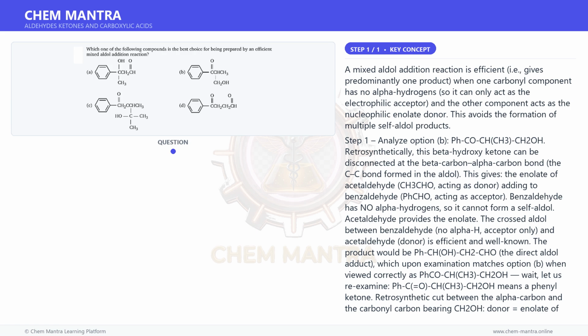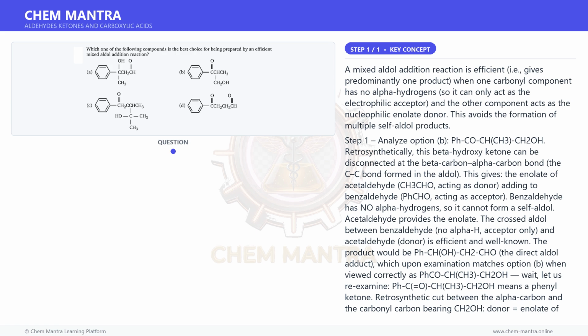This mixed aldol is efficient because formaldehyde cannot self-condense via aldol, no alpha H. The product is the beta-hydroxy ketone PhCOCH(CH3)CH2OH, which is exactly option B.